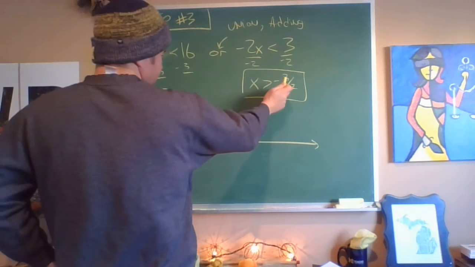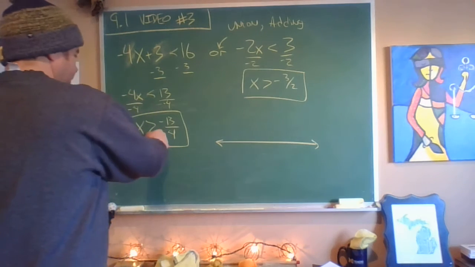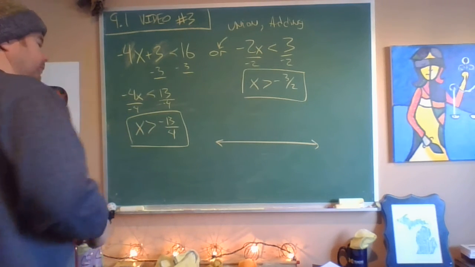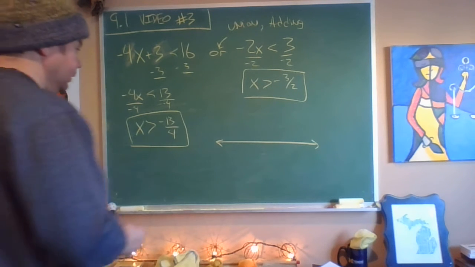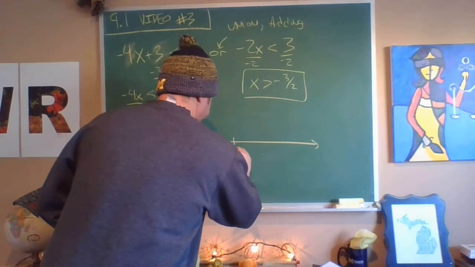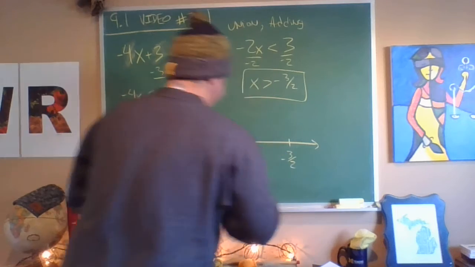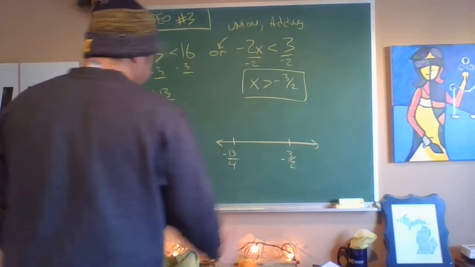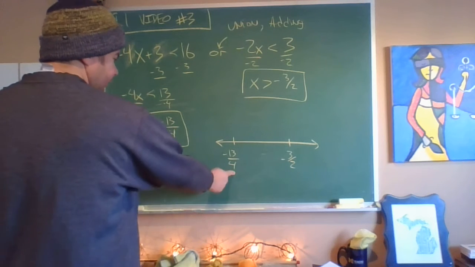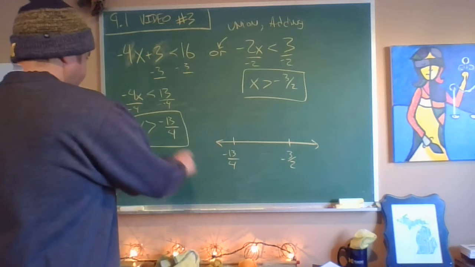So I know that negative 3/2 is about negative 1.5. 4 goes into 13, 3 and 1/4 times, right? So negative 13 fourths is actually less than negative 3/2. So that's my two places on the number line. This one is further to the left than this. Okay, so what's the deal with this one?